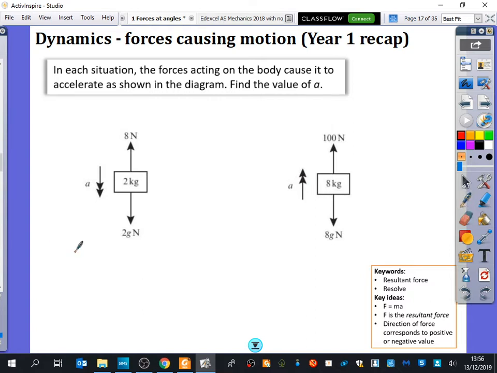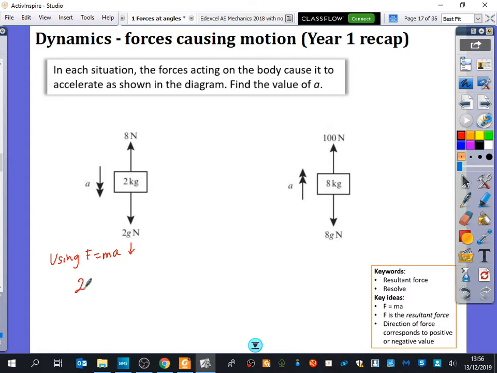So this one I've got here, it's accelerating downwards. Sarah, which is going to be bigger, 2g or 8? 2g has got to be bigger because we've been told it's accelerating downwards. Also, we can work out 2 times g is going to be 19.6. So this is how I'd like you to write this out: we're going to use F equals ma, and we're going to take downwards as our positive direction. We're saying downwards is positive.